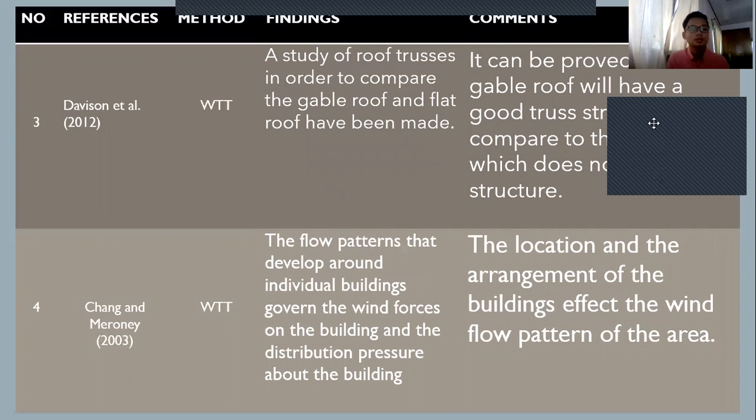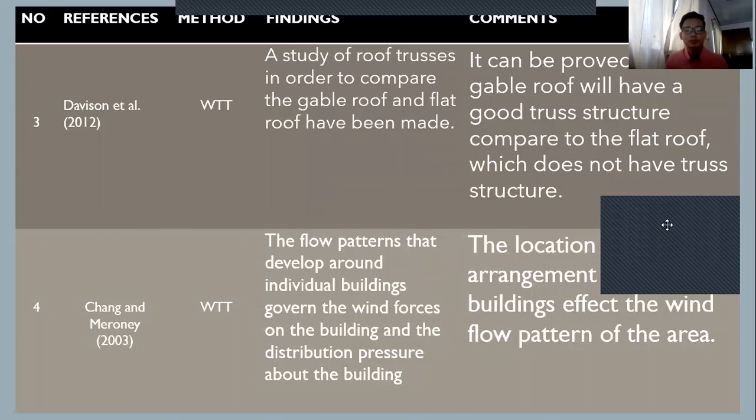The third article is by Davison EL in 2012. They used the wind tunnel test method. In their article, the finding is that a study of roof trusses was made in order to compare the gable roof and the flat roof. From the article, I can comment that it proves the gable roof will have a good truss structure compared to the flat roof, which doesn't have a truss structure.